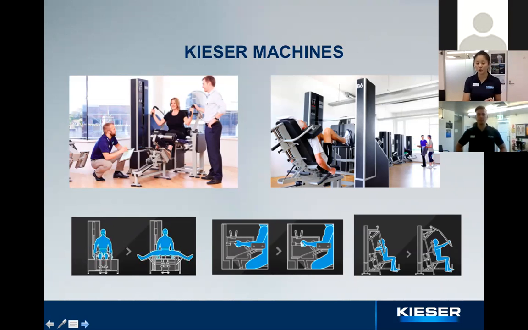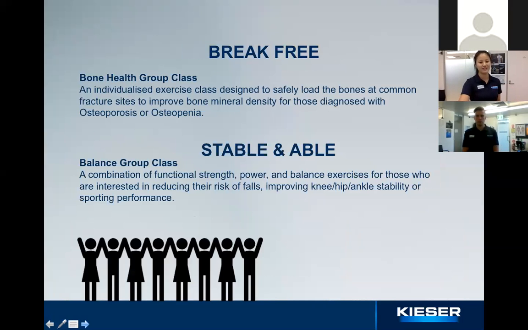The one on the bottom left-hand corner is our abductor machine, so working our gluteus medius. The one in the middle, we've got a few hand and wrist exercises, and the one on the bottom right is our chest press, so loading up through the wrists.